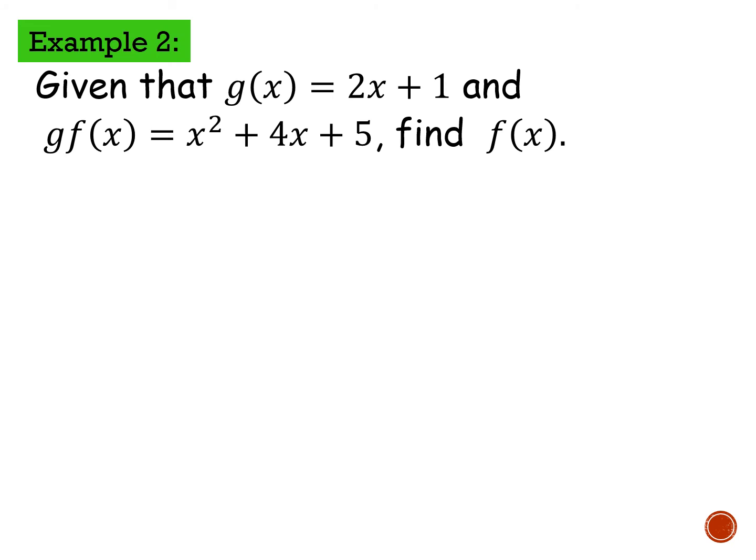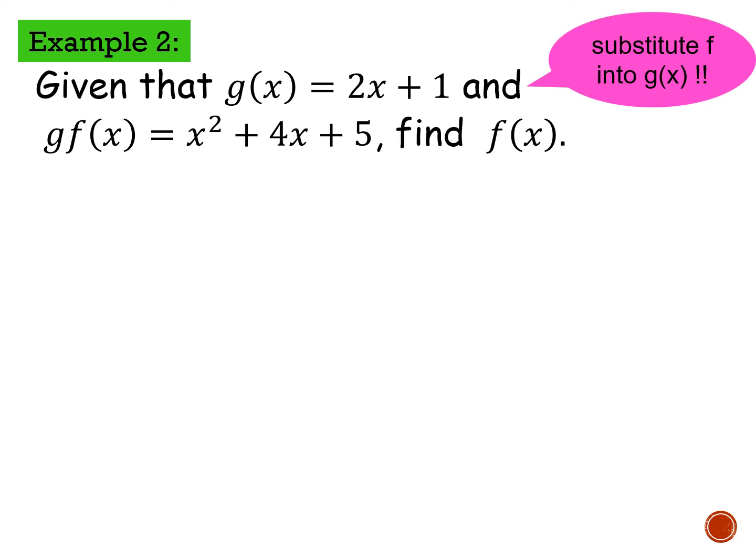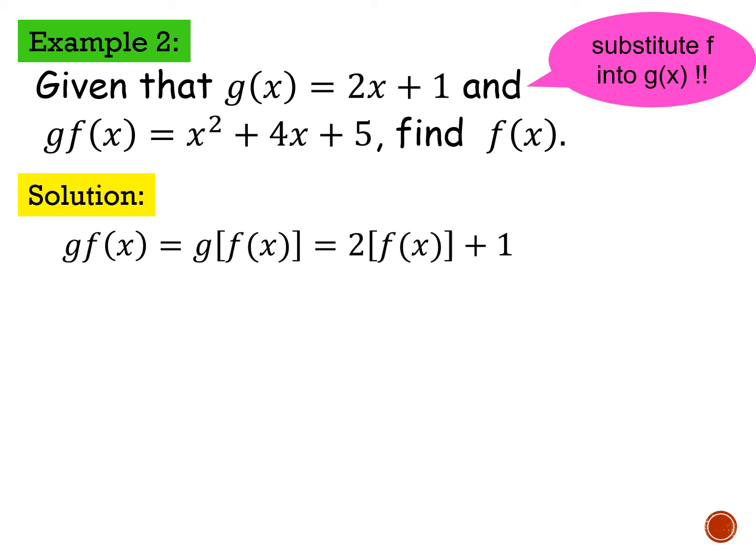Since it's given the composite function g(f(x)) and it also gives the front function, but we want to find the back function, then we need to substitute f, the back function, into g(x). So the solution: we substitute f into g(x), then it will give g(f(x)), which means 2f(x) plus 1. We substitute f into g(x), which is 2x plus 1, so then it becomes 2 multiplied by f(x) plus 1.